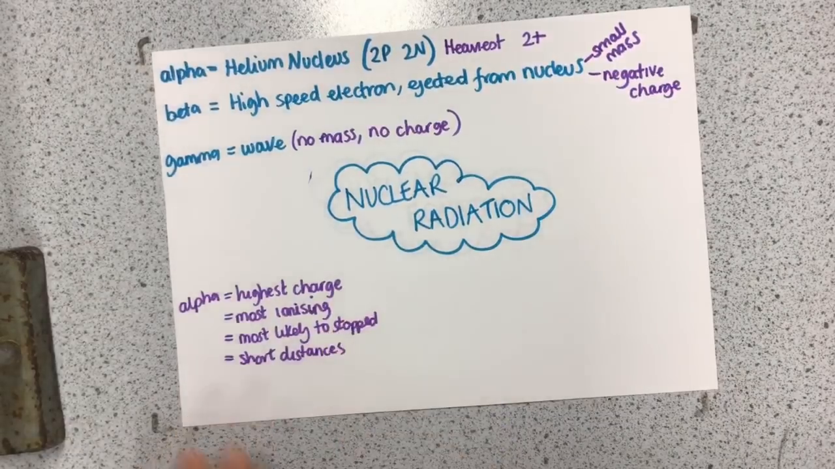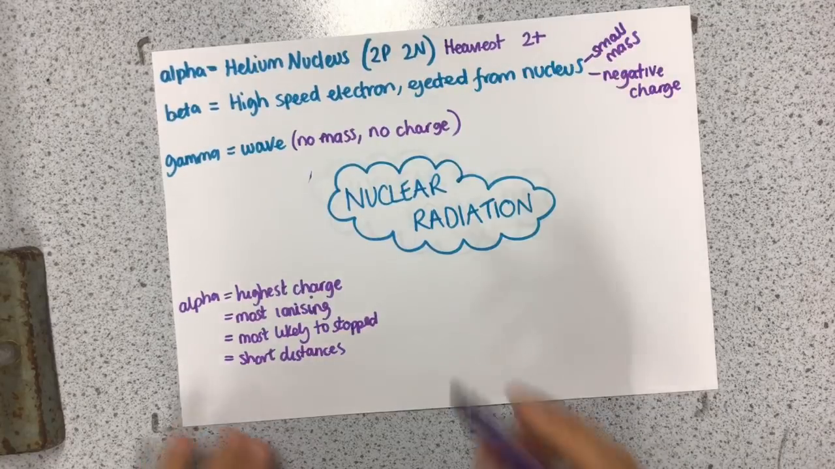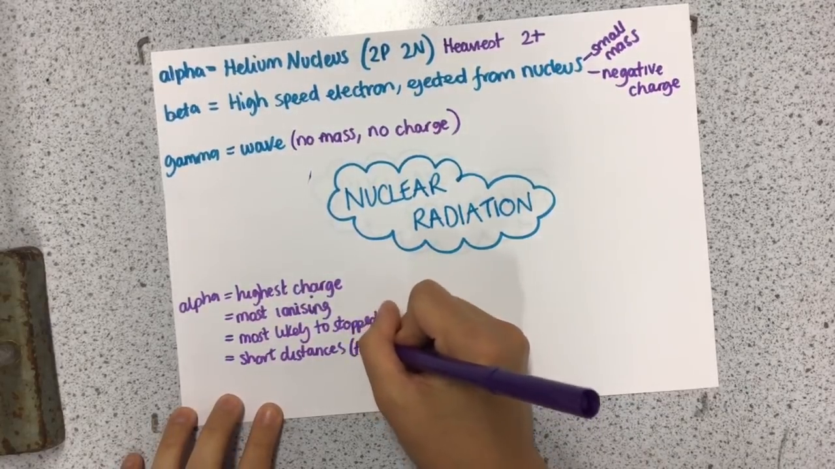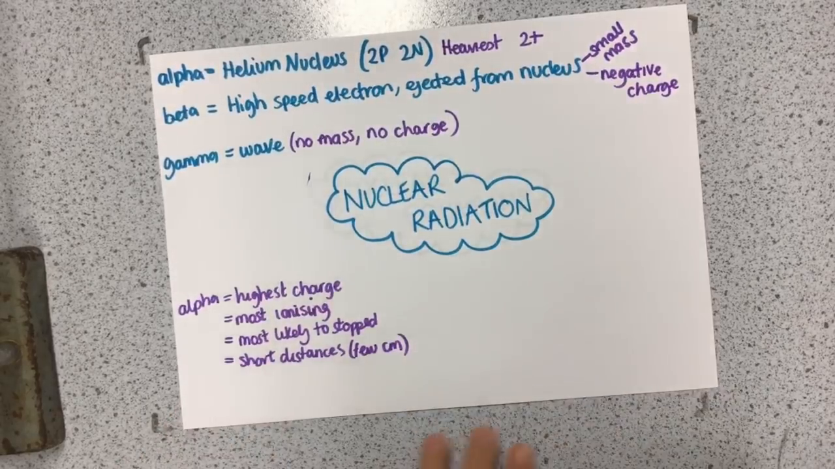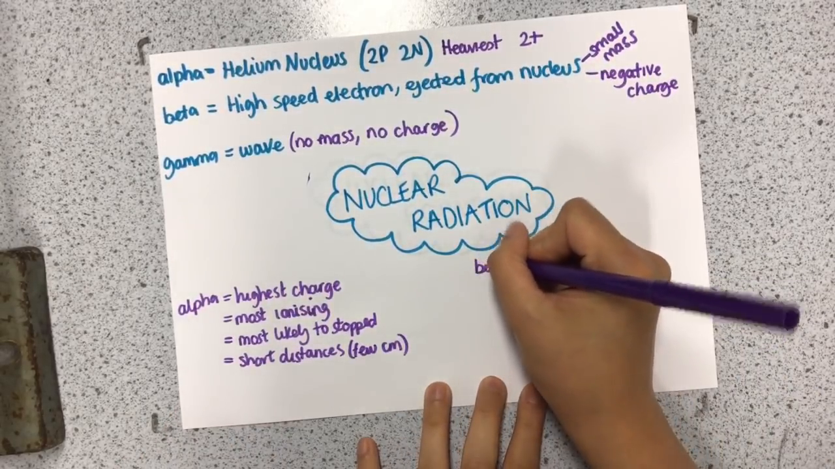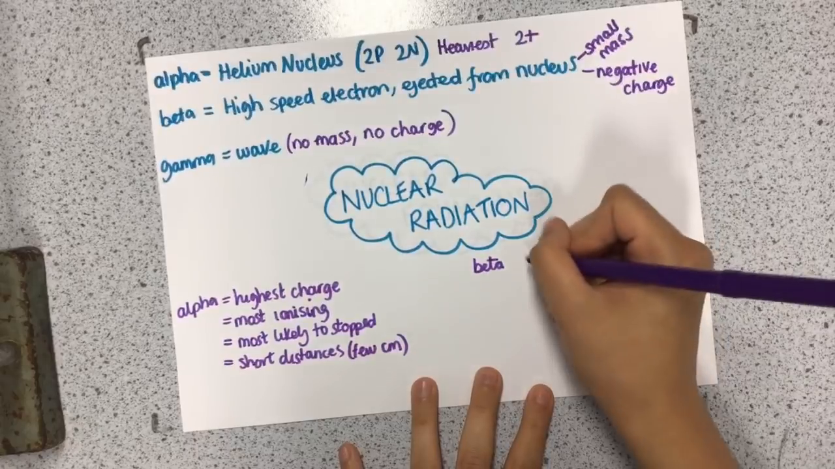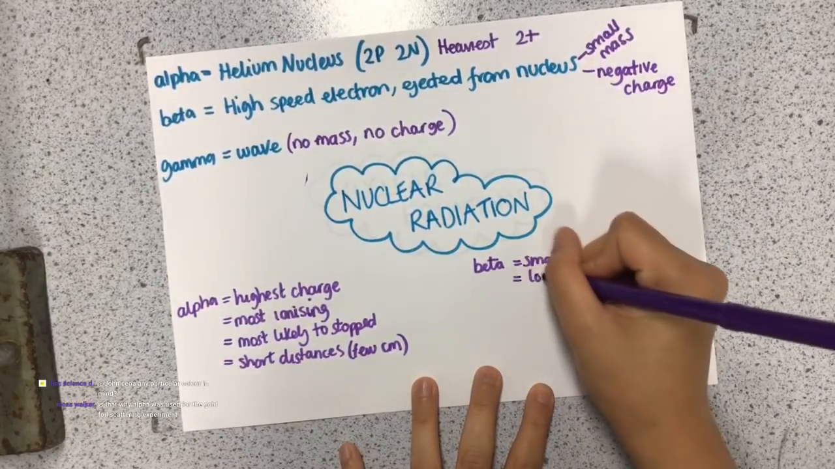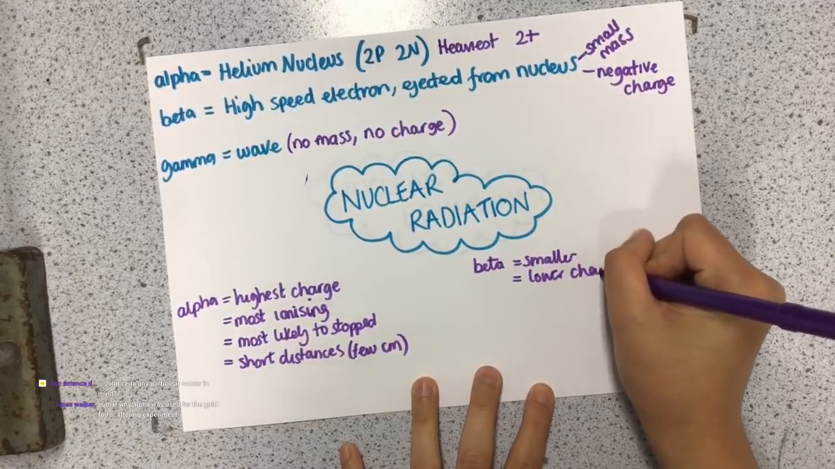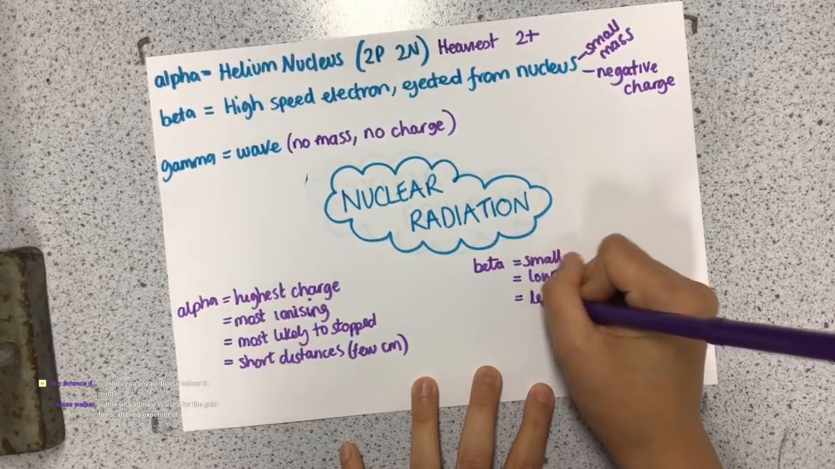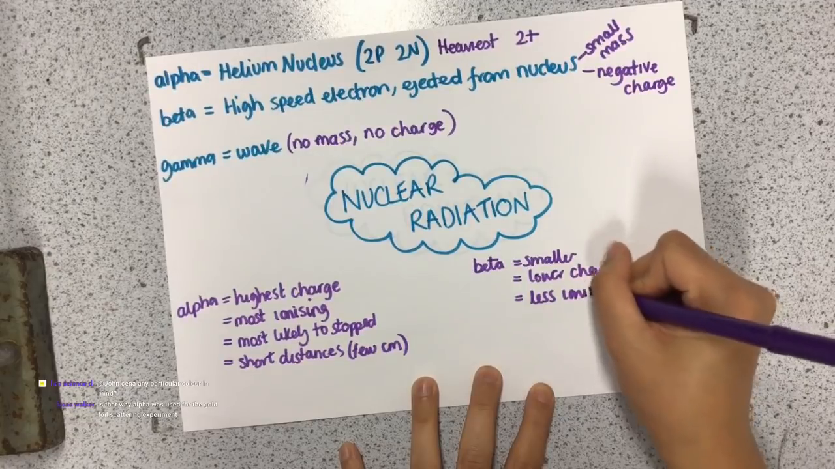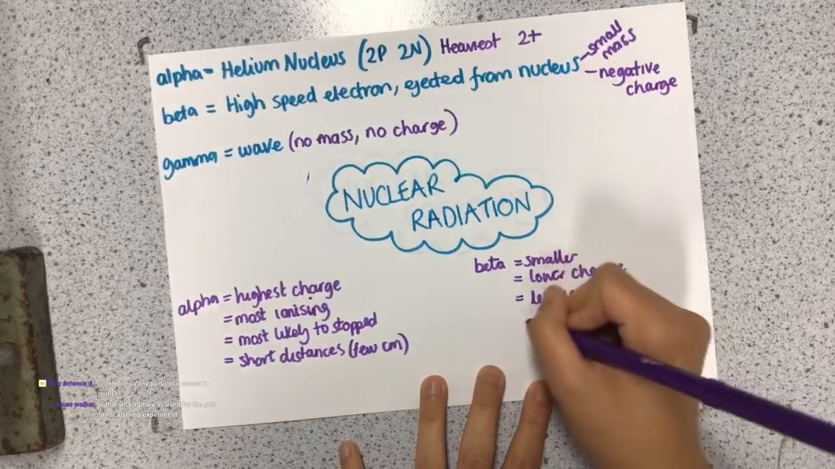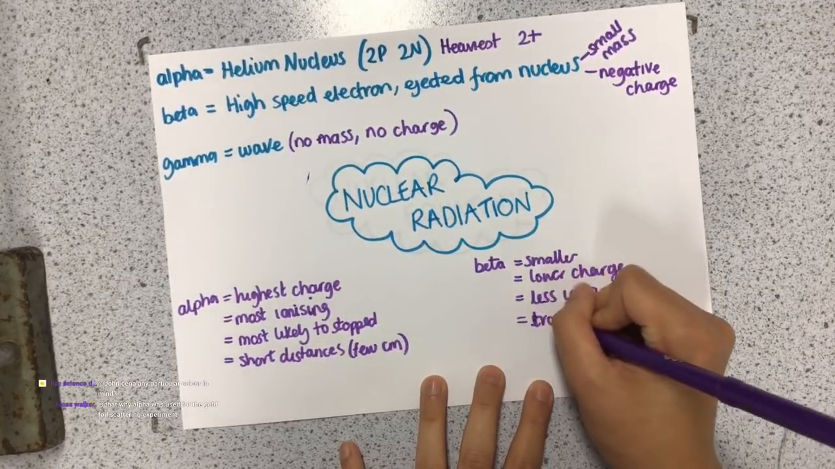Okay, it can be stopped by something as thin as paper. So it's the most ionising, most likely to be stopped, only travels short distance. We're talking a few centimetres. Beta. Okay, so beta is smaller. It's got a lower charge. It's less ionising. Now, because it's less ionising, it will travel further, so we're talking several metres.